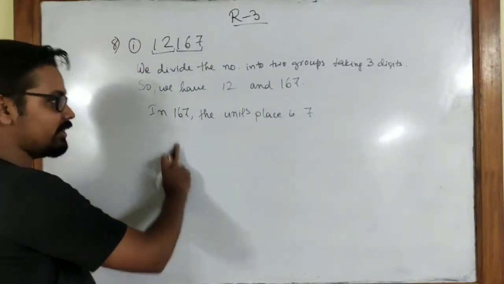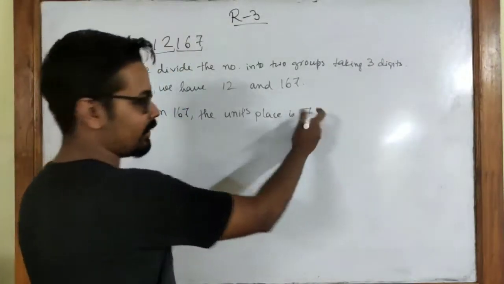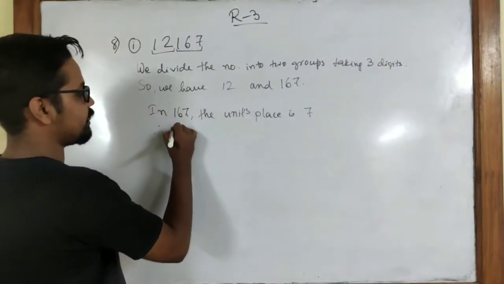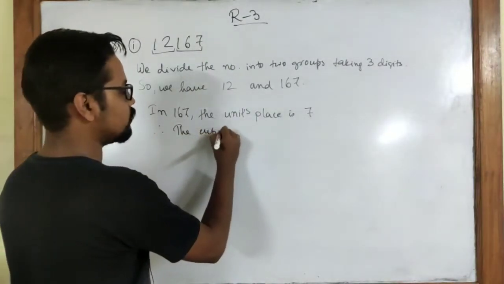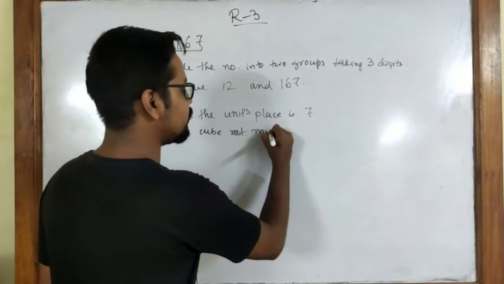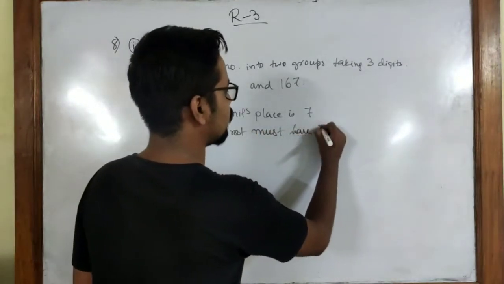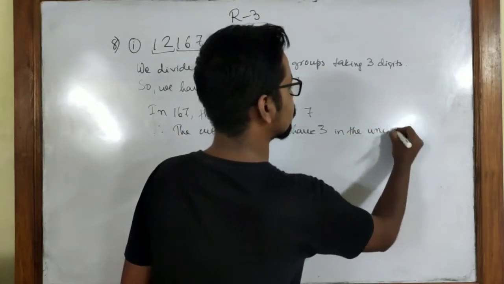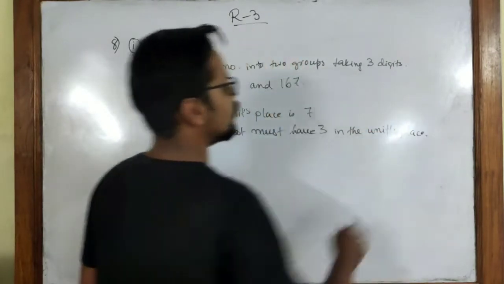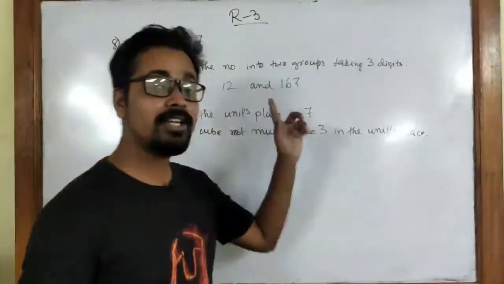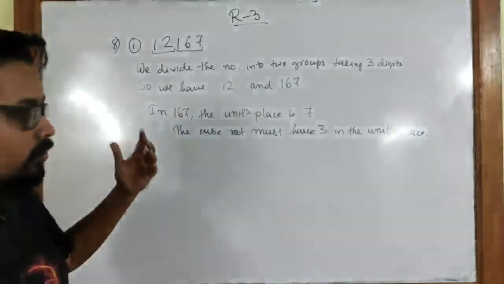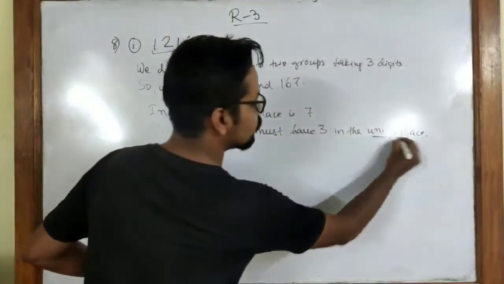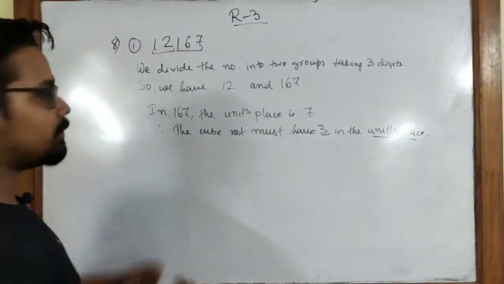So in 167, since the units place is 7, therefore the cube root must have 3 in the units place. Okay, so we must have 3 in the units place of the cube root. So we have got the units place as 3. Now we need the tens place. So what do we have?